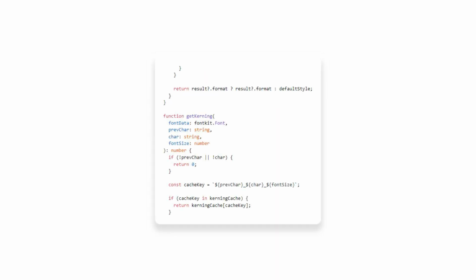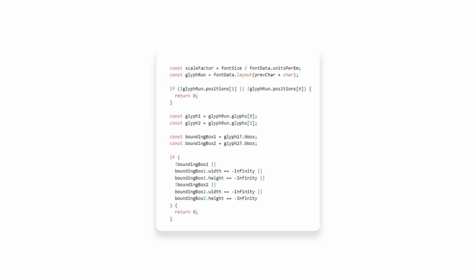Now I'm going to show the getKerning method. However, we will not need to use it in this video. The getKerning function calculates the kerning spacing between 2 characters based on the provided font data, previous character prevchar, current character char, and font size. If either prevchar or char is absent, it returns 0, indicating no kerning adjustment. It constructs a cache key using the characters and font size to check a kerning cache for previously computed kerning values, enhancing performance by avoiding redundant calculations. This code snippet helps compute spacing adjustments kerning between 2 characters using font metrics.